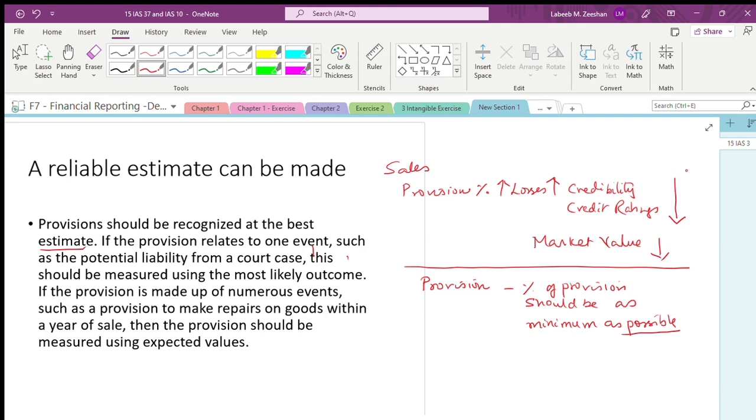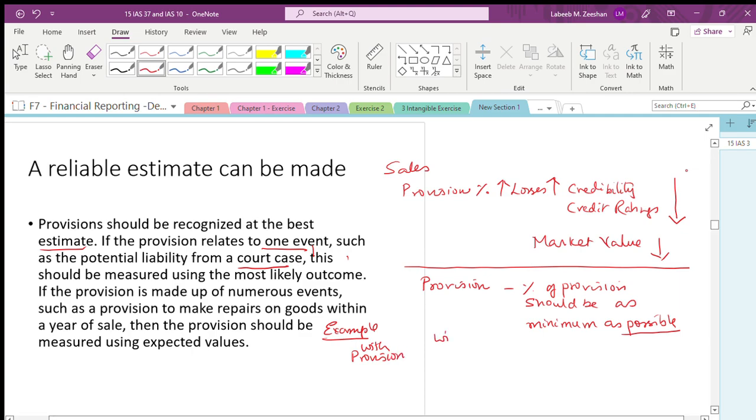If the provision relates to one event, such as potential liabilities, for example legal cases, some companies will have legal cases. In those legal cases, there is a probability that they have to pay. If you don't make provisions, what will happen? Assume you have not made provision. I will put an example here, with provision and without provision.